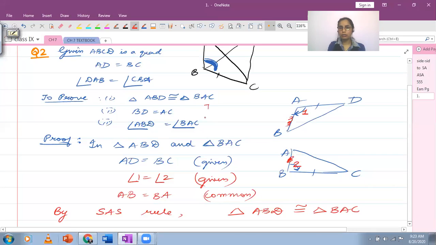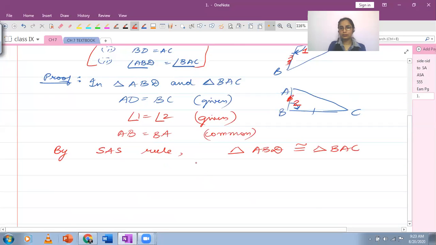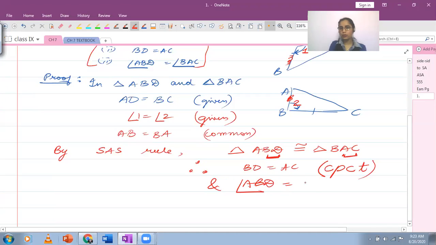And now about the other two parts, these two parts. For these two parts, you can simply write down CPCT. So therefore, BD is equal to AC. So BD is from this triangle, AC is from this triangle. These are the corresponding parts of congruent triangles and these will be equal. Along with this, angle ABD will be equal to angle BAC.